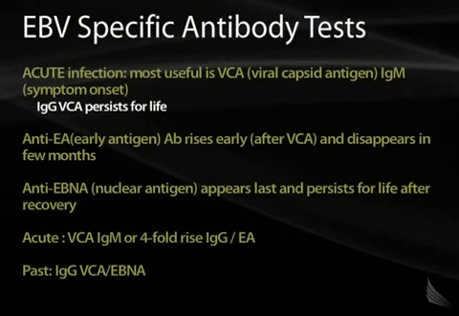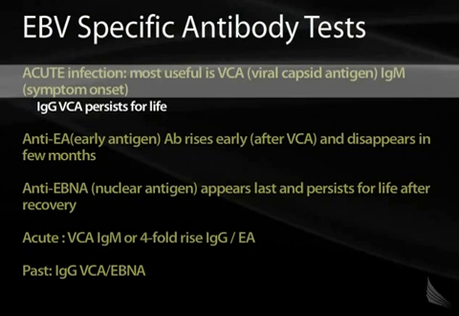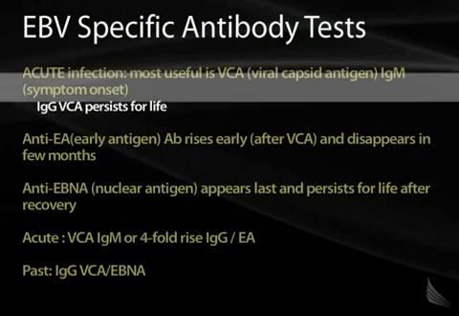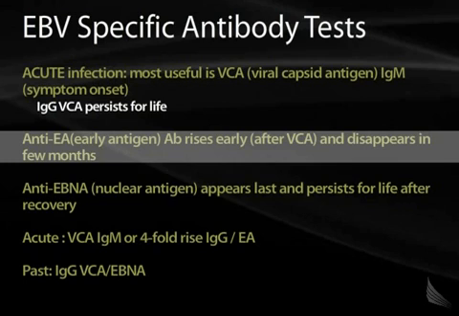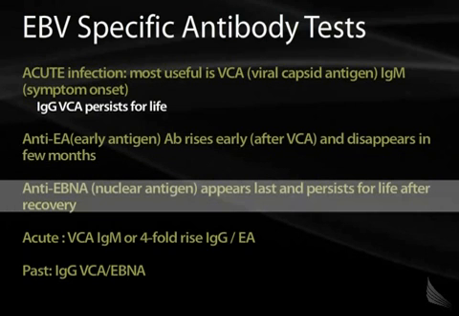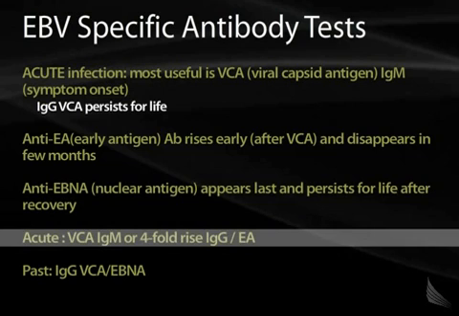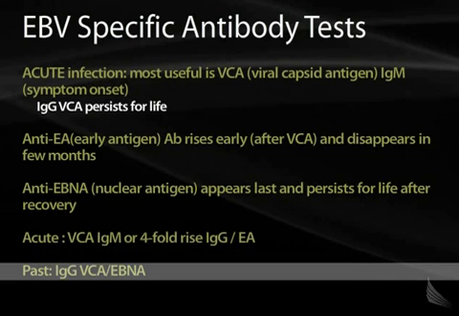Specific antibody tests for EBV help you discriminate between acute infection and past infection. The most useful antigen is the viral capsid antigen, IgM. It's the first one that shows up, and if you have IgM to it, you know you have an acute infection. IgG to the viral capsid antigen persists for life. Anti-EA, or early antigen, arises early after the VCA but disappears within a few months. Anti-EBNA appears last and persists for life after recovery and is a marker of previous exposure. So in the acute phase, you have viral capsid IgM or a four-fold rise in the IgG for the early antigen. If you have past infection, you have IgG for the viral capsid antigen and for EBNA.